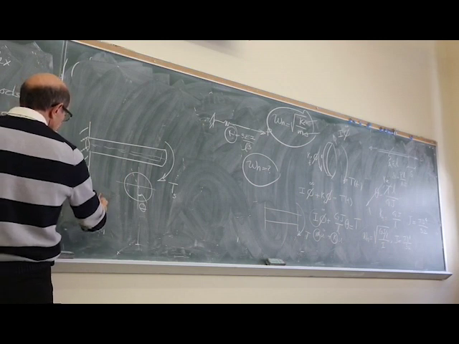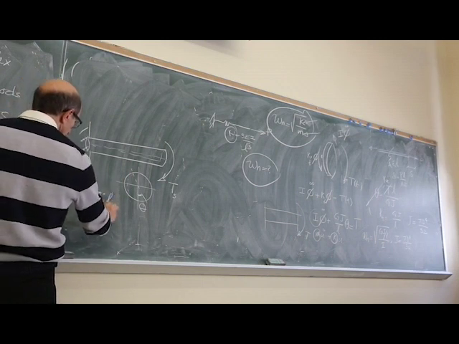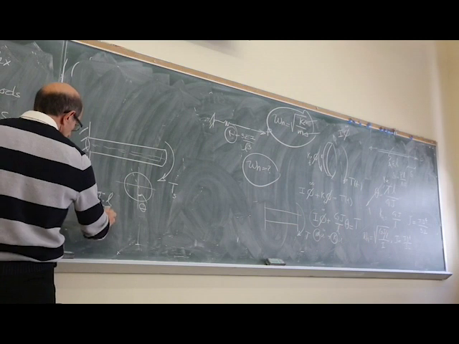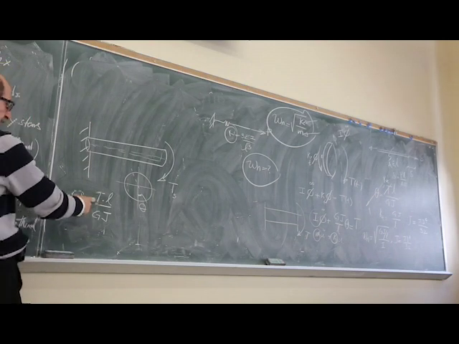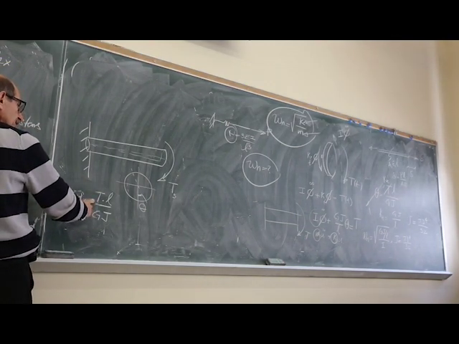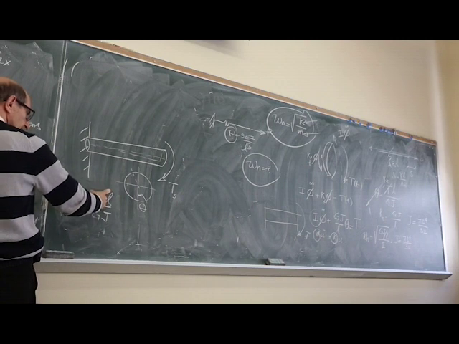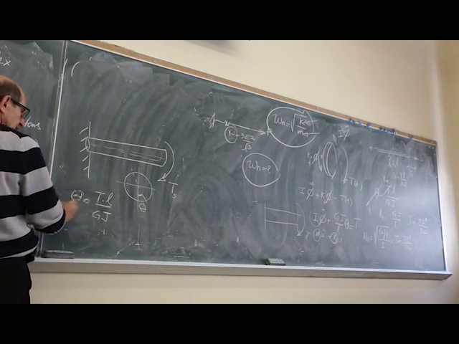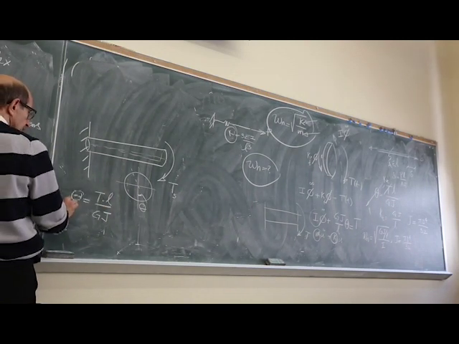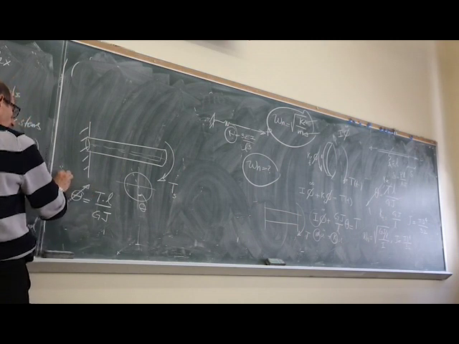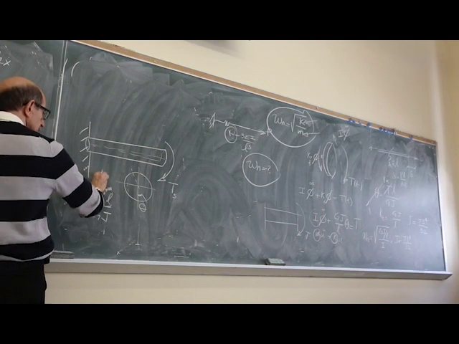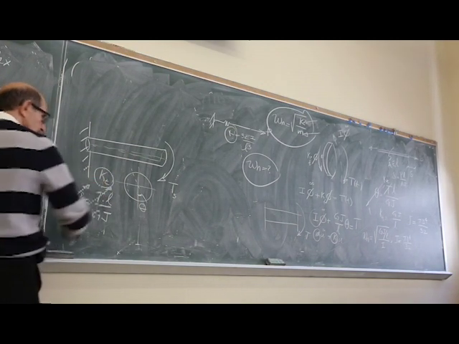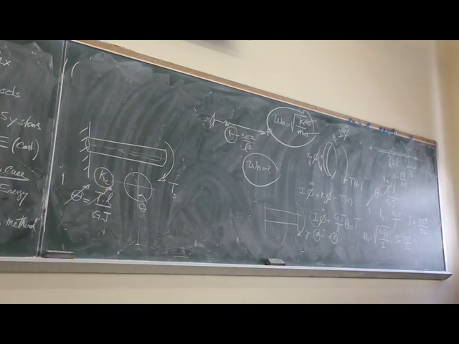Theta is TL over GJ. This was from this stress. So what I'm saying is, the stiffness is the static force that causes a unit static displacement. In other words, if you put this equal to 1, this force would be the equivalent torsional stiffness.